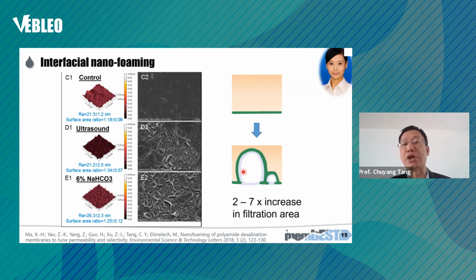inside this rejection layer. So here you can see, this is our control membrane. It has a smooth surface. If we add this CO2 precursor, we create this kind of rough surface. Basically, these structures contain this kind of bubbles. Or another way to create the nanobubbles, you can use ultrasound. Again, you see a similar kind of surface morphology.